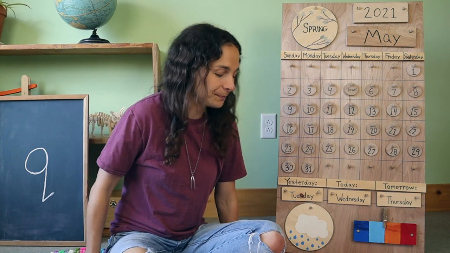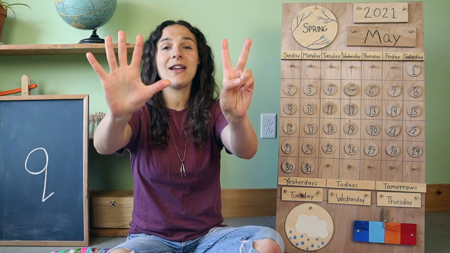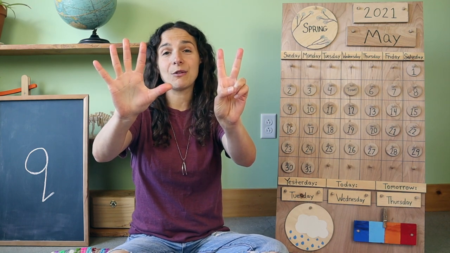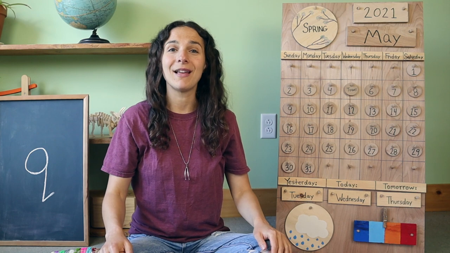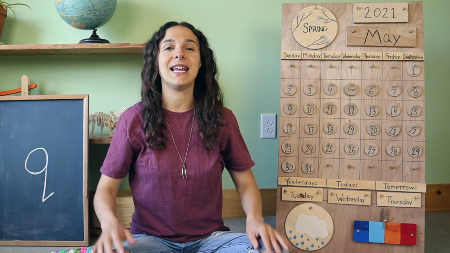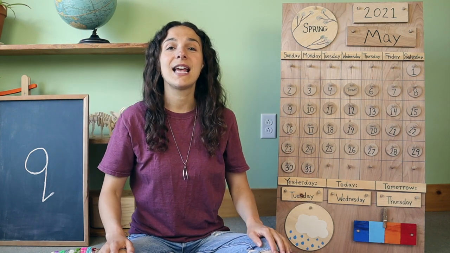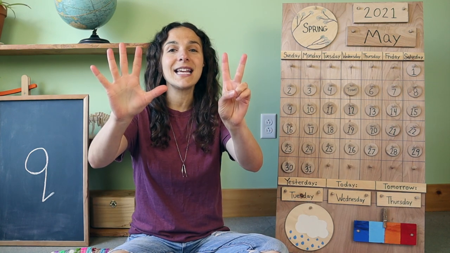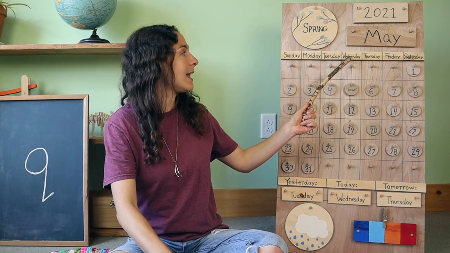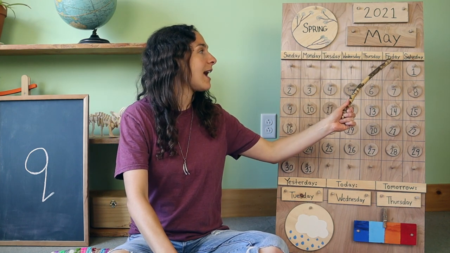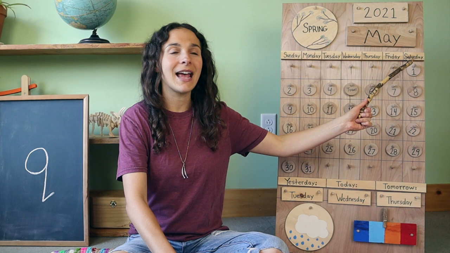All right, friends, let's hold up our seven fingers. We're going to sing the Days of the Week song. If you know the words, you can sing along with me. There are 7 days, there are 7 days, there are 7 days in a week. Sunday, Monday, Tuesday, Wednesday, Thursday, Friday, Saturday.